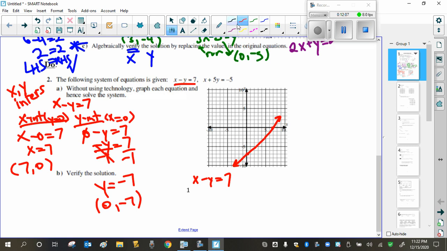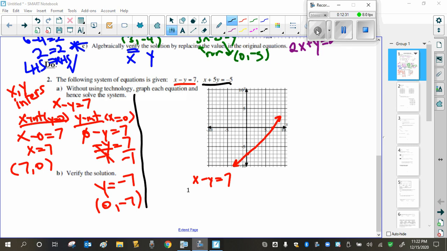Okay, your turn. We've done many xy intercepts. See if you can do this one, please. And then graph it on the graph. And then see if you can see what solution it is on the graph. So please pause until you're ready to rock.